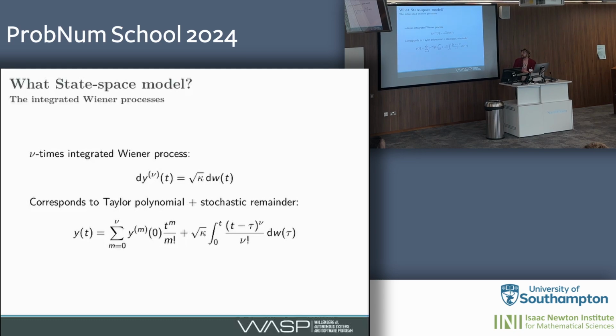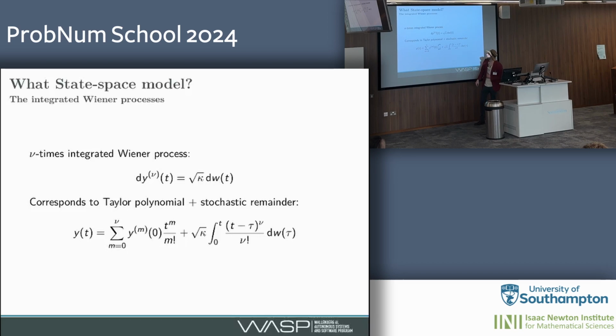So what do we do in practice? Well, there are some simpler cases which we can look at. One option is to just say my nth derivative, which is the last derivative I was modeling, is just equal to square root of kappa times a Wiener process.